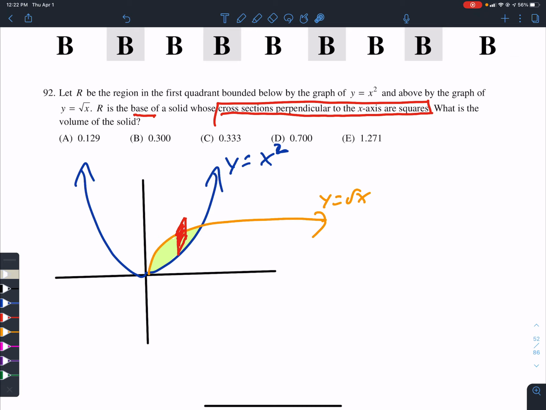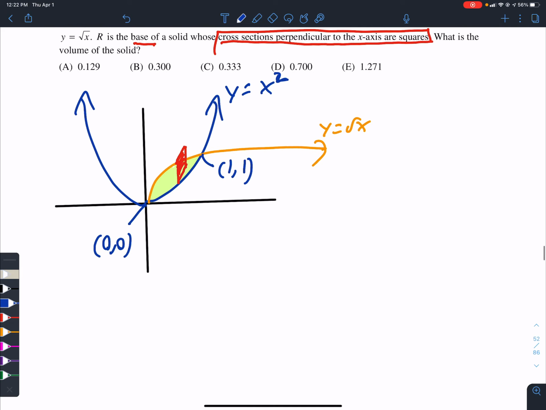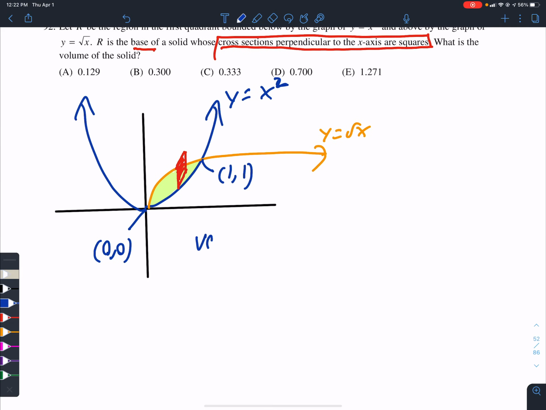They want the volume of this. You could graph this to double check, but I already know this intersects at 1, 1, because 1 squared is 1 and the square root of 1 is 1, but you can graph that just to make sure. And the other intersection is 0, 0. So to find the volume, you're going to have to add up the volumes, starting from the left edge, going to the right edge. To add them up, you do that by integrating.